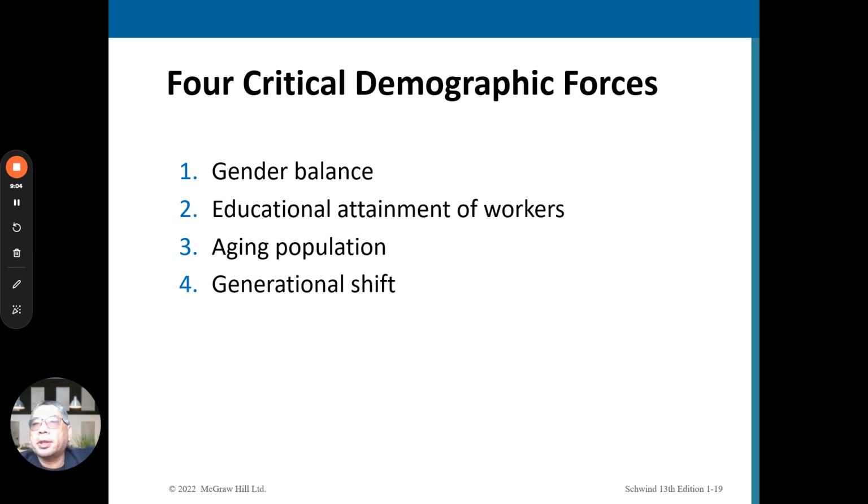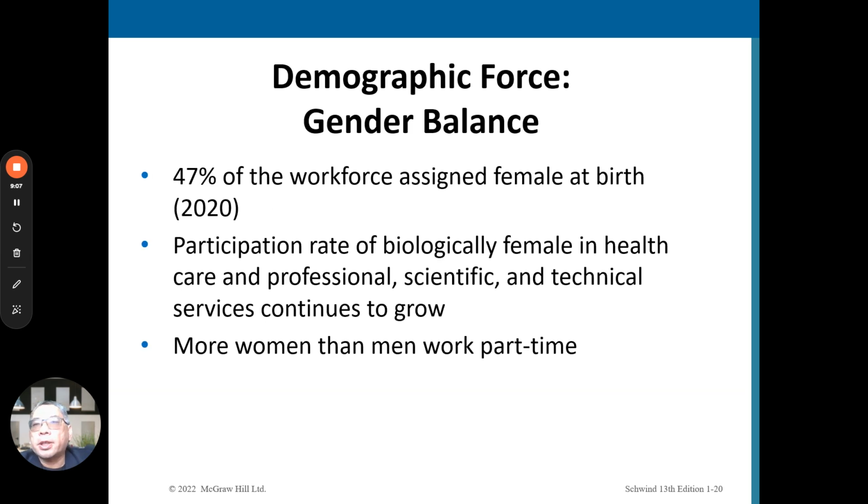Demographic forces example: 40% of the workforce is assigned female at birth. For example, the participation rate of females in healthcare and professional, scientific, and technical services continues to grow. Females have played a major part in this area. These days, more women than men work part-time. And we are also seeing a lot of women in high positions, from CEOs, directors, and VPs to managers, as well as analysts and in professional job areas.